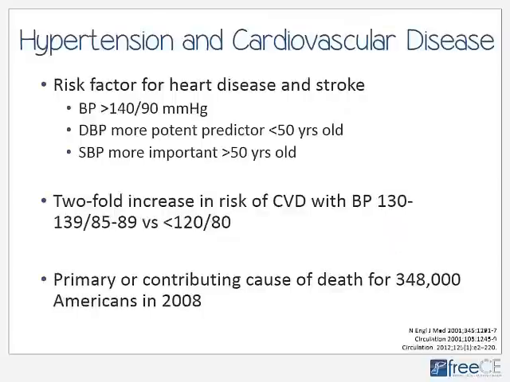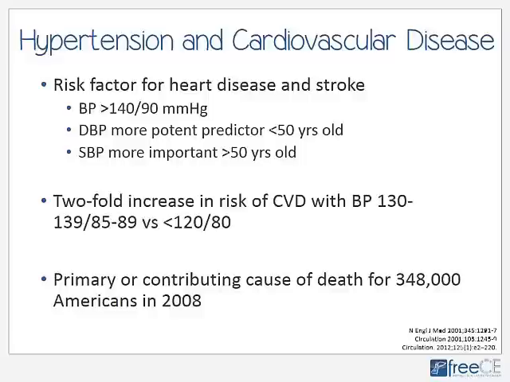So we've talked about hypertension being a risk factor for heart disease and cardiovascular disease. It's also a risk factor for stroke. The risk goes up with a blood pressure greater than 140/90, and literature has shown that diastolic blood pressure is more predictive of that risk in younger patients or those less than 50 years old, and systolic blood pressure is more important in those over 50 years old.